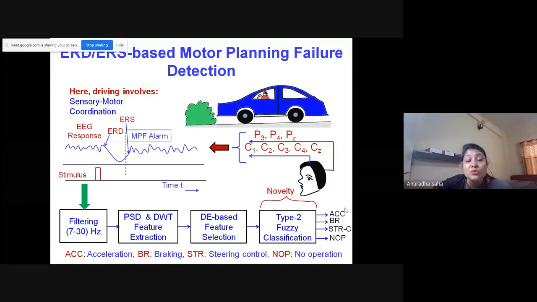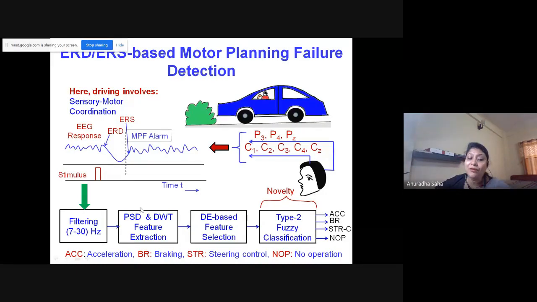No operation means there is no change in the dynamic environment and he should move his car in the same manner as he is doing right now. So we have taken into consideration these four kinds of motor planning.